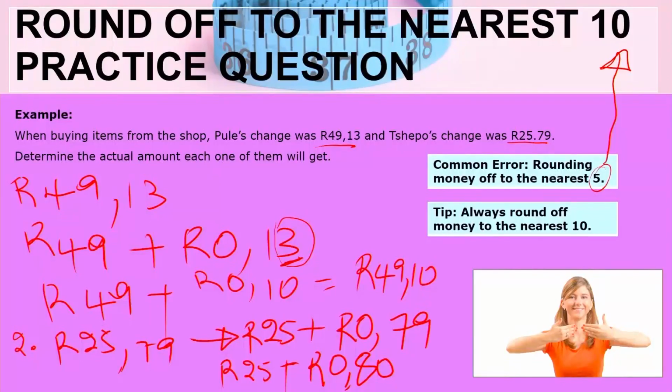Therefore, we are saying Pule will get 49 Rand 10 cents, the 3 cents will be eliminated, and Tshepo will now get 25 Rand 80. Let me just write 25 Rand 80 here, that Tshepo will get.